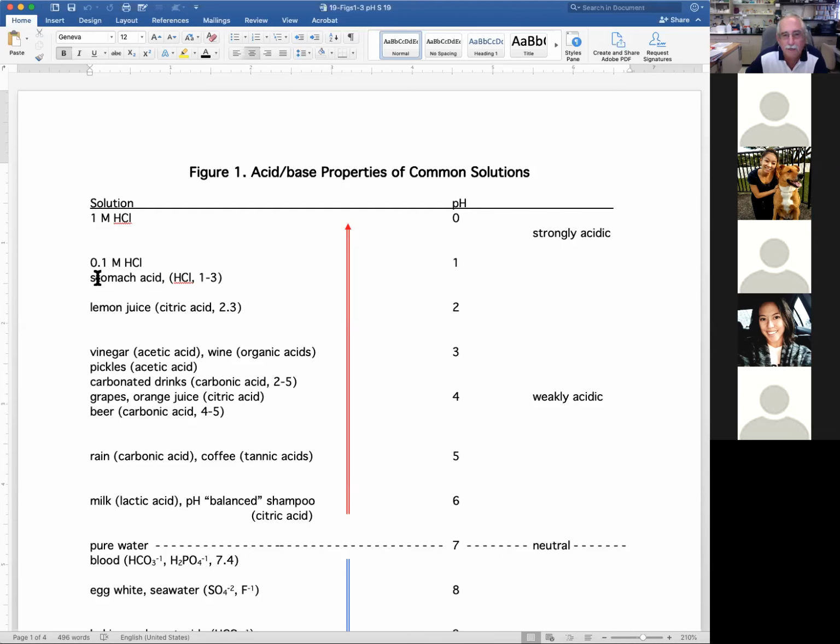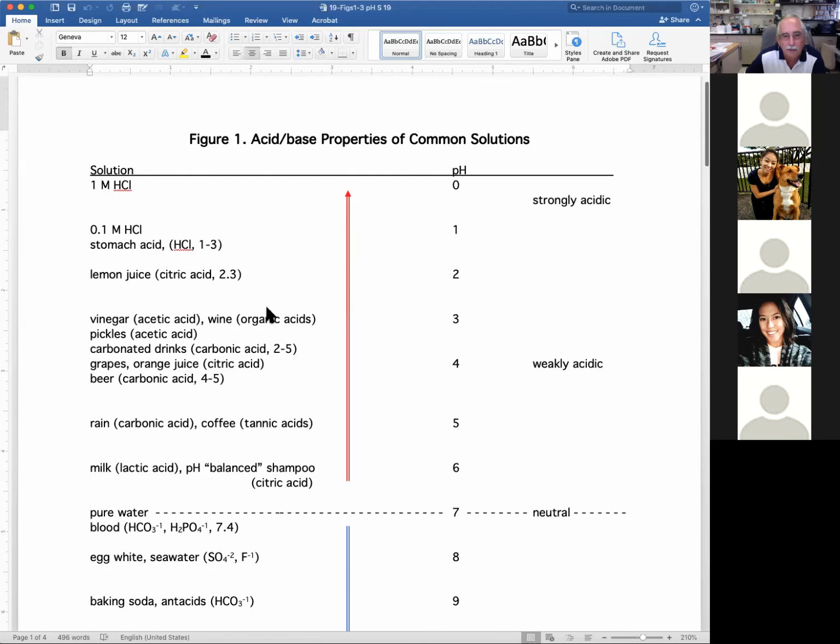So your stomach is somewhere between 1 and 3. Your stomach acid is about 0.1 molar hydrochloric acid, and it's a pretty dangerous solution, which is why barf could really be considered a dangerous weapon. So here's lemon juice, pH about 2.3.